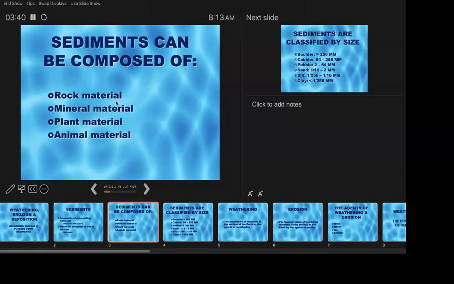Just a couple of examples in case you really aren't picking up on the groove here. Sediment can be rock material, mineral material, plant material, or animal material. I think that pretty much captures all the categories, right? Man-made. Hasn't made the list yet.